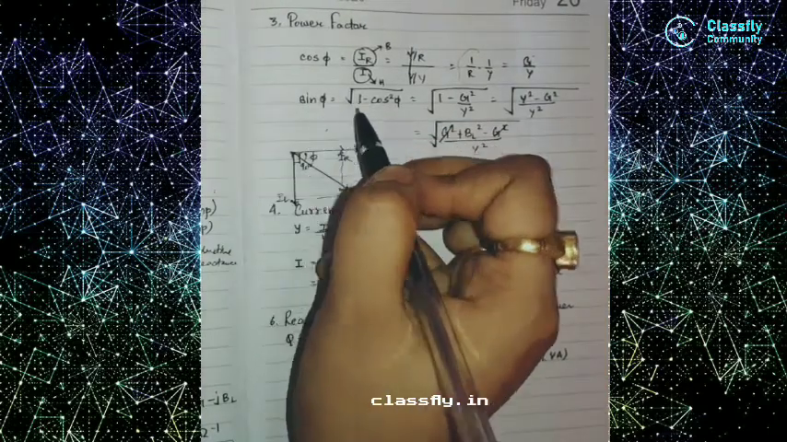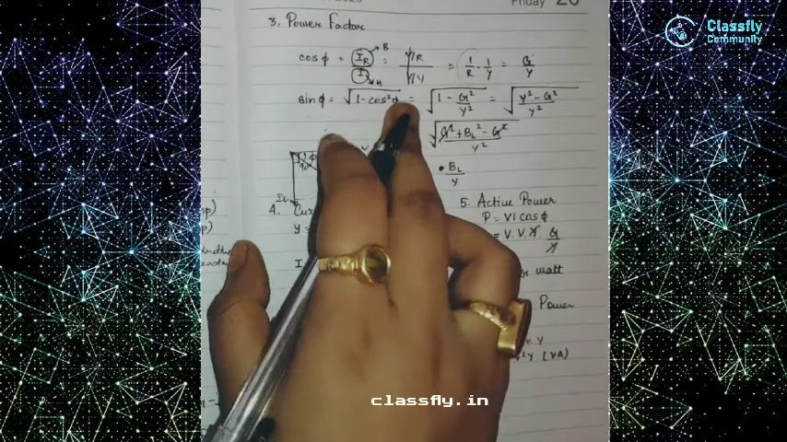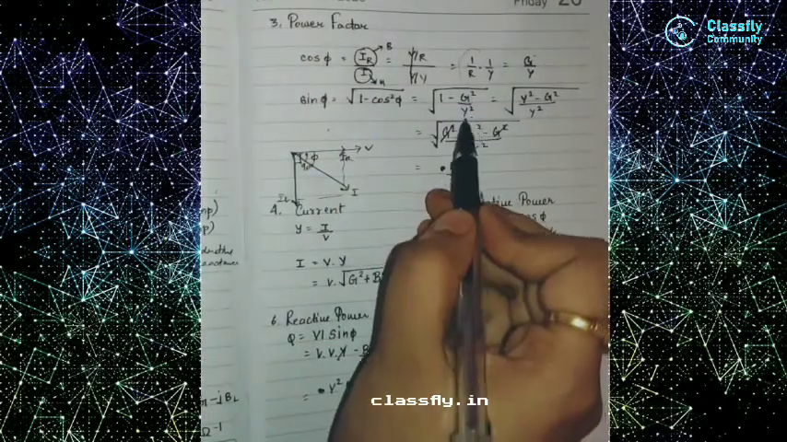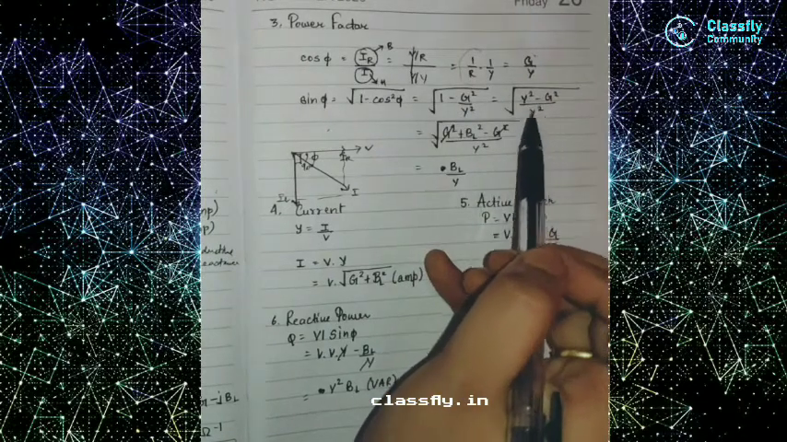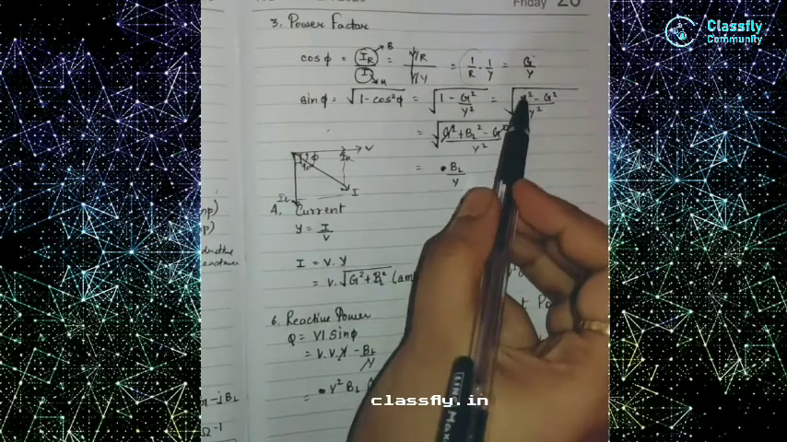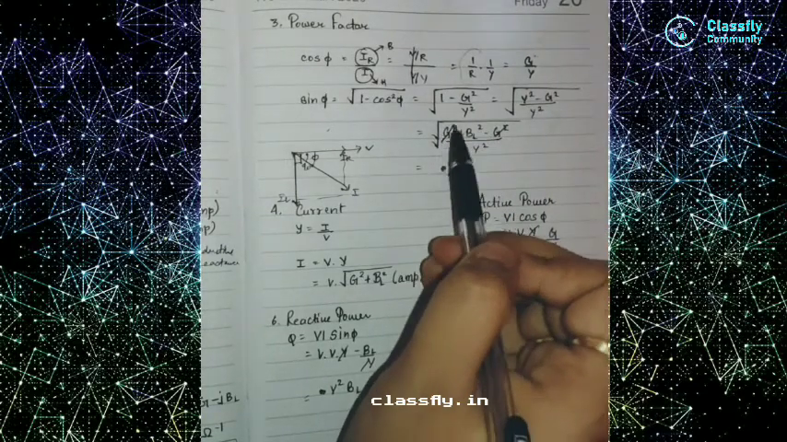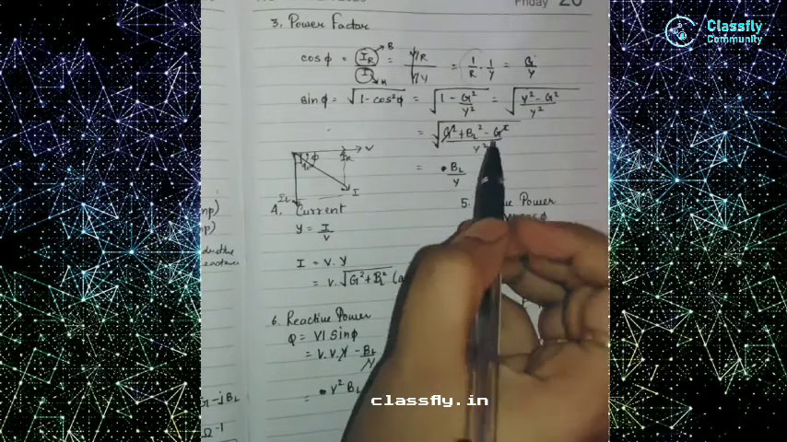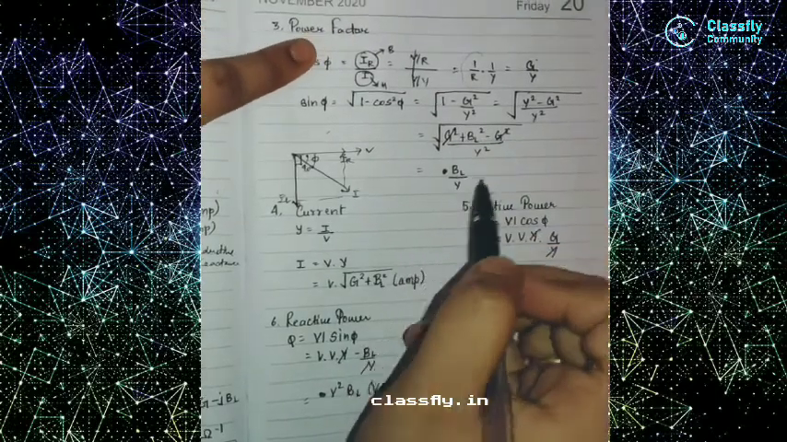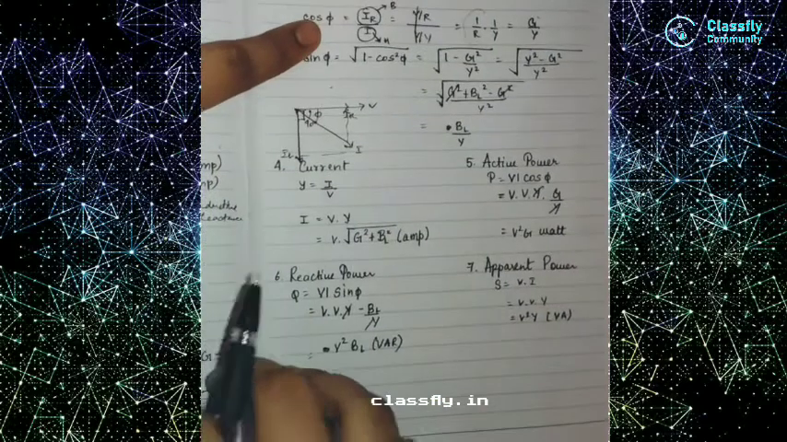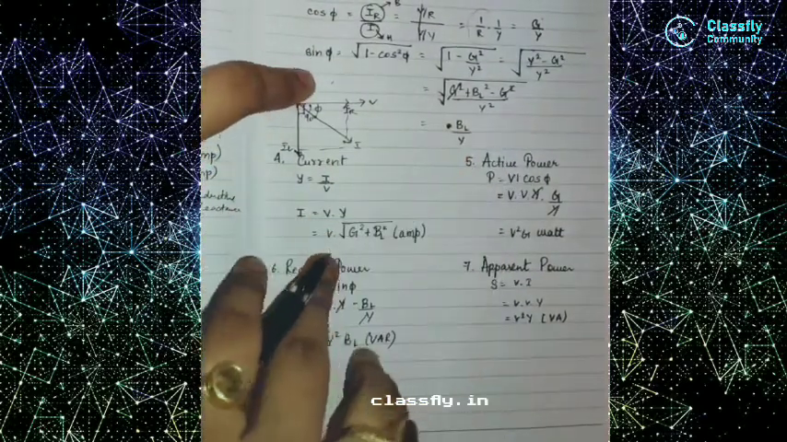We know that sin phi is equal to the square root of 1 minus cos square phi. We have already found cos phi, so it is G square by Y square. When we bring it to the numerator, Y square becomes the LCM, and we know that Y square, the admittance squared, is G square plus BL square. So G square gets cancelled, and when we bring it out of the square root, we get BL by Y. So the sin phi value is BL by Y.